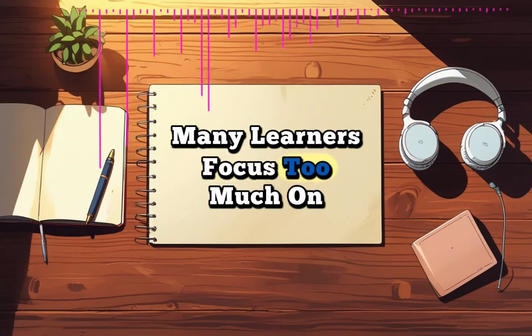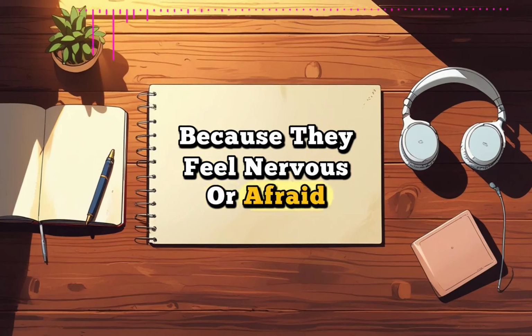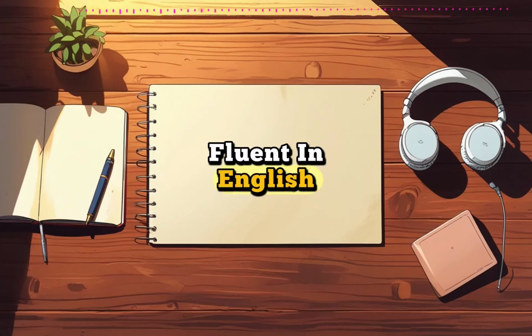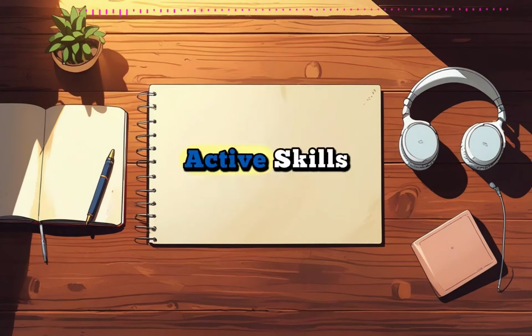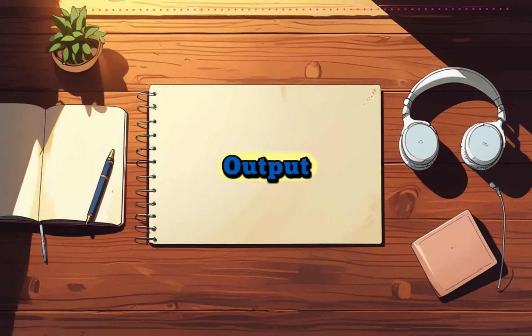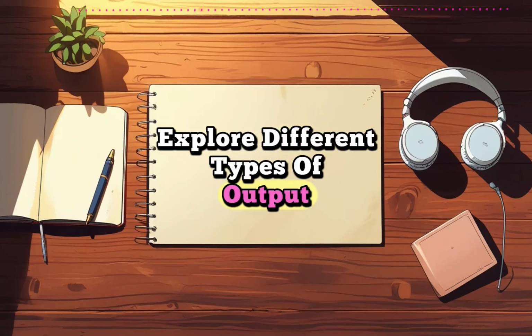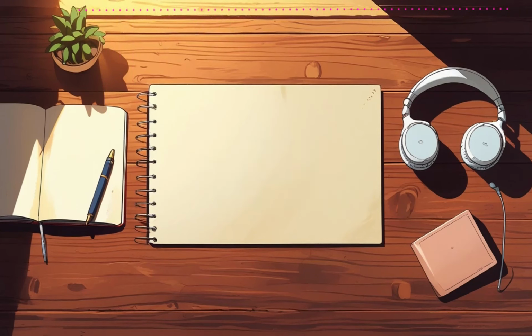Many learners focus too much on input and avoid output because they feel nervous or afraid of making mistakes. But without output, you cannot become fluent in English. Speaking and writing help you turn passive knowledge into active skills. In this section, we will define output, explain why it is necessary, explore different types of output, and see how using English regularly helps with retention and fluency.